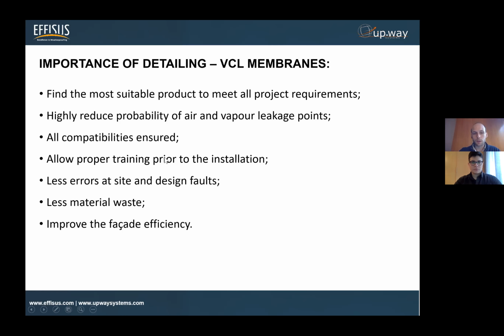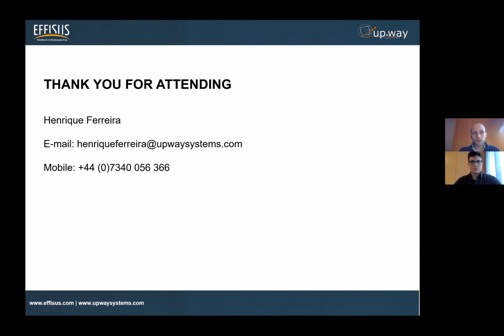It will allow us to give proper training before and during the installation, sharing some guidelines beforehand but also following the job installation, and thus avoiding errors at site and at design, less waste, etc. So really improving the facade efficiency.